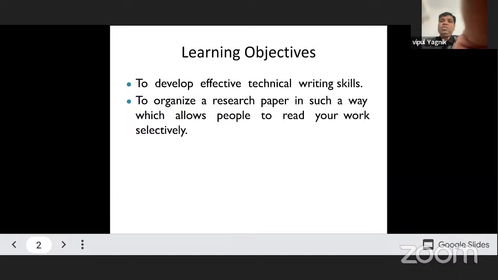Yeah, that's good. The second slide, learning objective. So, what are the learning objectives for how to write a good scientific article? It is basically to teach how to develop effective technical writing skill and to organize a research paper in such a way which allows people to read your work selectively. Because while writing, you have to be very specific. So you should know how to write a good article. And your research paper should be organized in such a way that people can appreciate your work and your work can be read selectively. Next. Next slide.